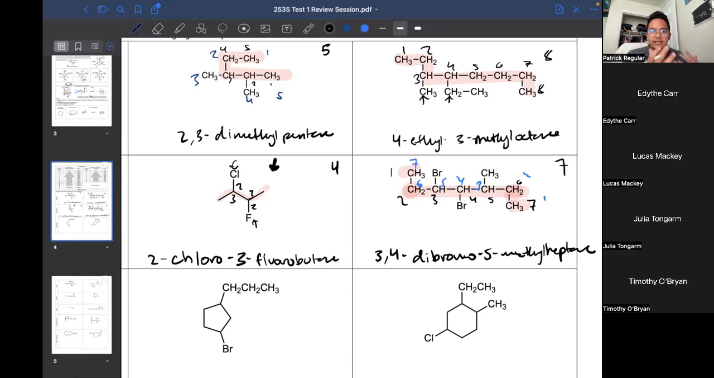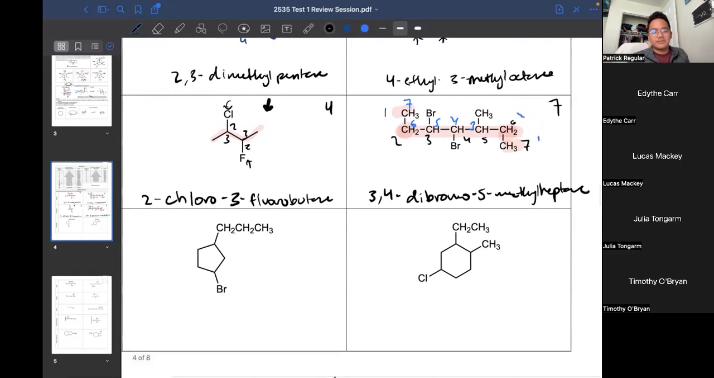And don't forget the di in the bromo. Even though it doesn't play a role in alphabetical ordering, that prefix is still important and still required to be there. If you're writing it on paper, they would take off points if you did not do the di or the tri or any kind of the prefixes.